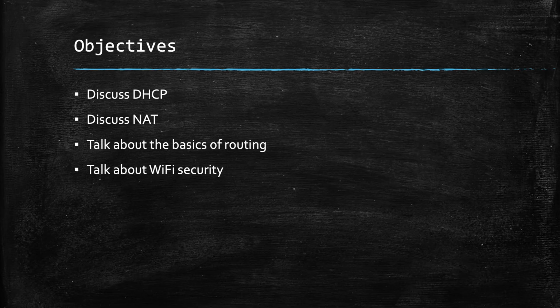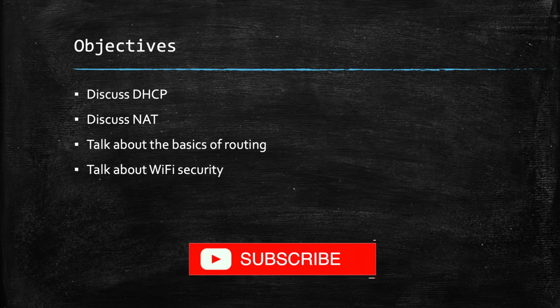All right, so today we talked about DHCP, NAT, basics of routing, and a little bit on Wi-Fi security here.